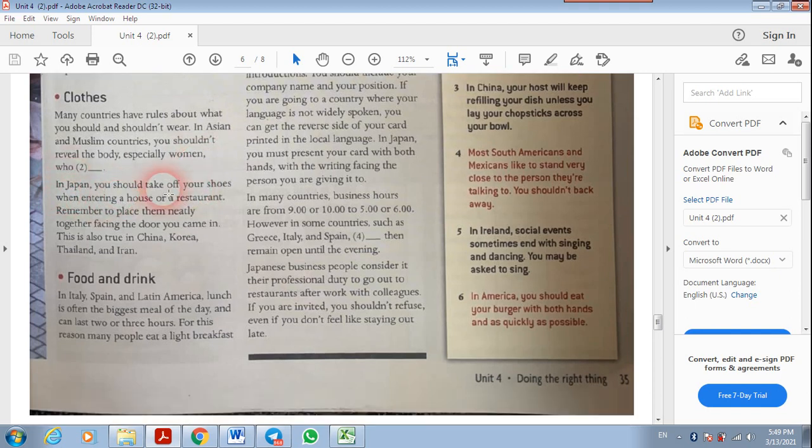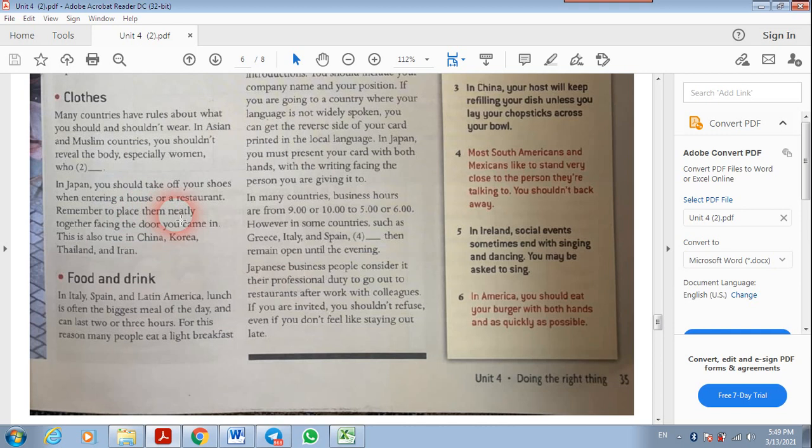In Japan, you should take off your shoes when entering a house or restaurant. To take off shoes means to remove your shoes. When entering, enter, to come into, to come in, a house or a restaurant.